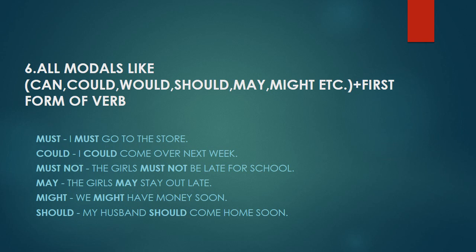Our sixth rule is for modals, and maximum blanks in PTE are based on these modal verbs. So mind it very well that whenever you see modal verbs like can, could, would, any modal verbs, you will always put right away the simple form of the verb after these modal verbs, right?